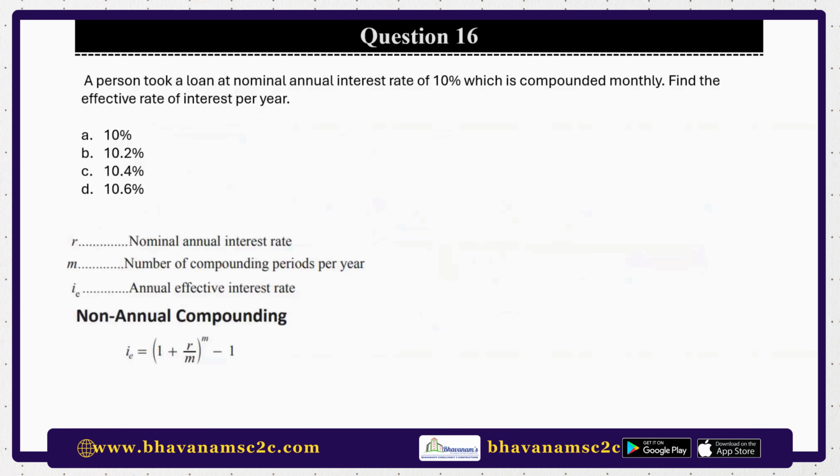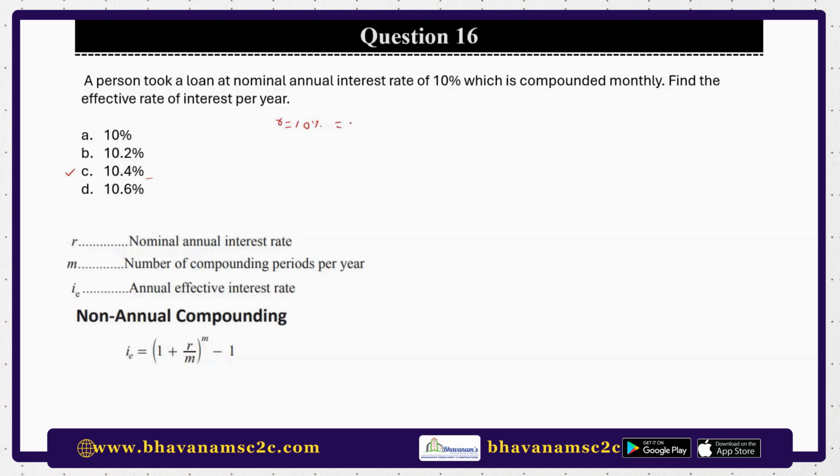Annual interest rate of 10%, which is compounded monthly. Find the effective rate of interest per year. It's a direct question. Plug in the value, and the formula is right over at the left bottom. When you substitute the R value here, the R value should be in decimals. Let's solve. They gave the R value as 10%.